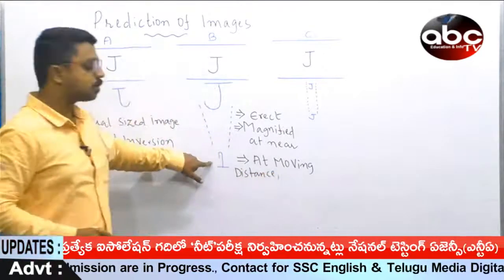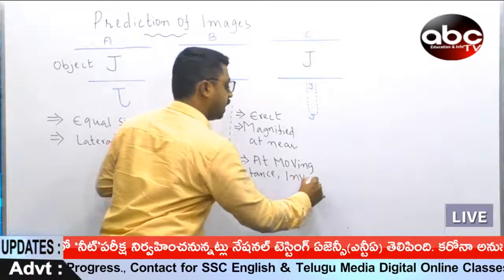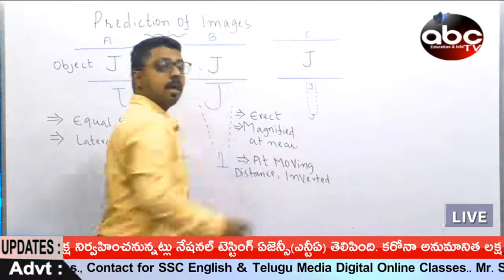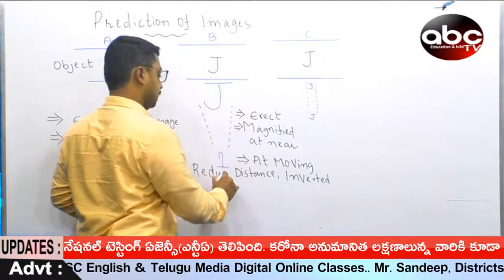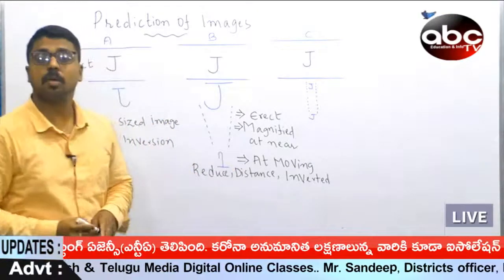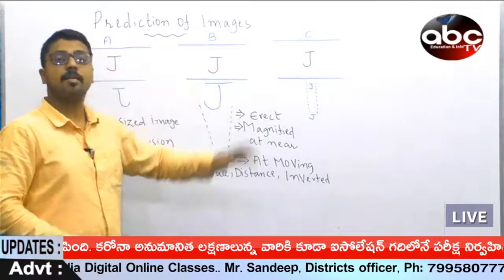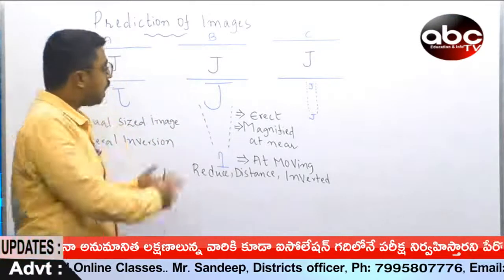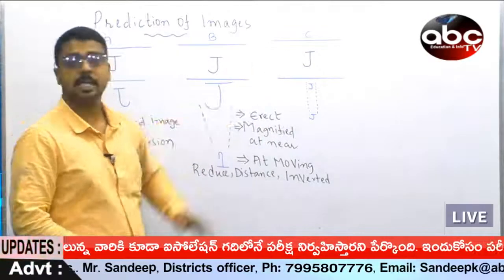What is the image going to become? Image is going to become inverted and reduced. We can also call the word diminished also. That is, the size is going to be decreasing. Whereas, now let us analyze a third type of image which is possible in C.